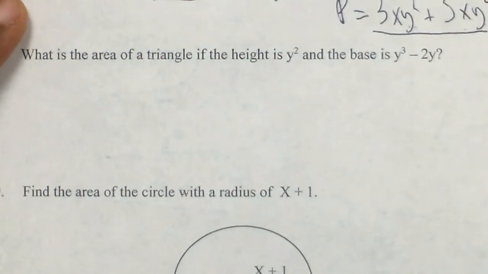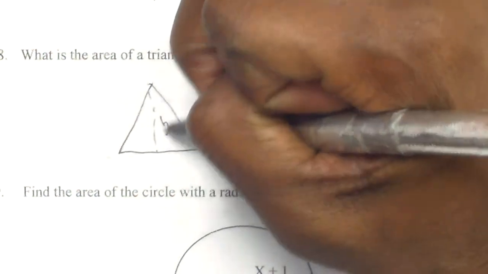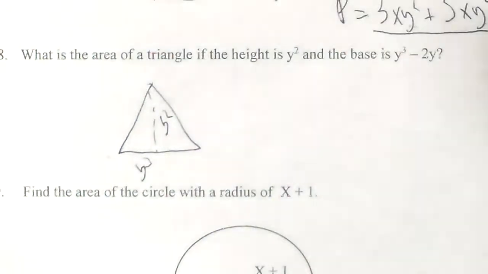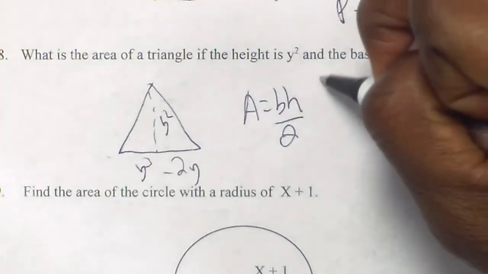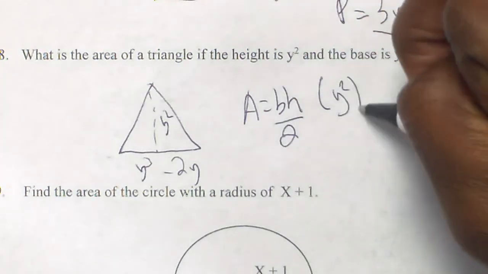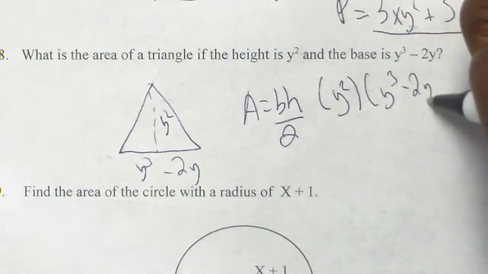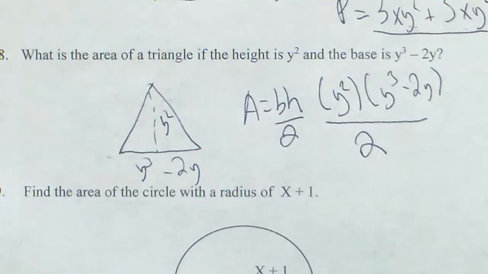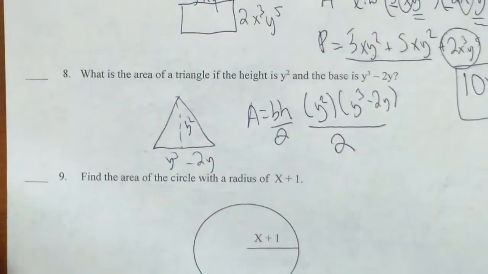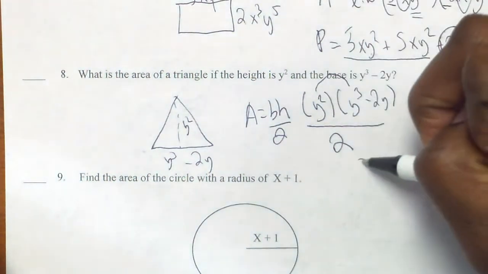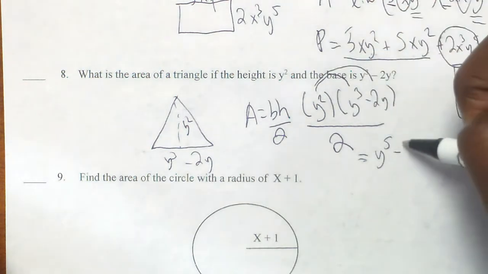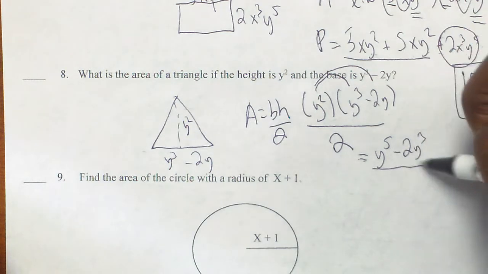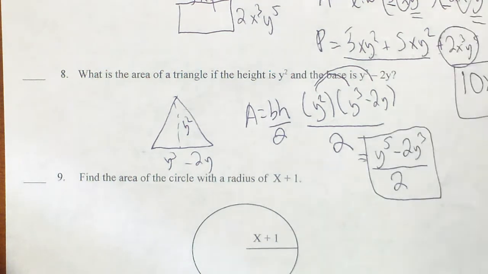Okay, down here we have area of a triangle. We have a triangle. It tells us the height is y squared. The base is y cubed minus 2y. We know area of a triangle is base times height over 2. We multiply the height and the base. And don't forget to divide it all by 2. Everybody got that? So on this problem, you should distribute it and get y to the 5th, and distribute the second term, minus 2y cubed, all over 2, and that is your final answer because you can't go anywhere from that.